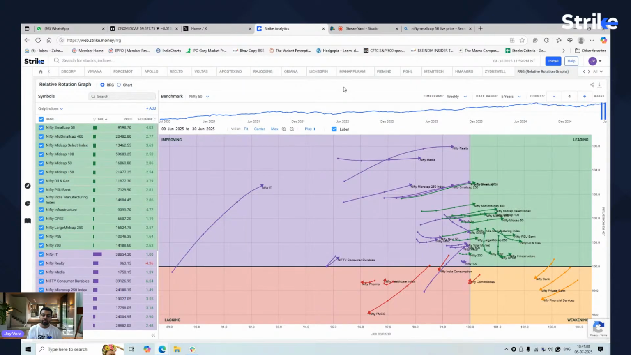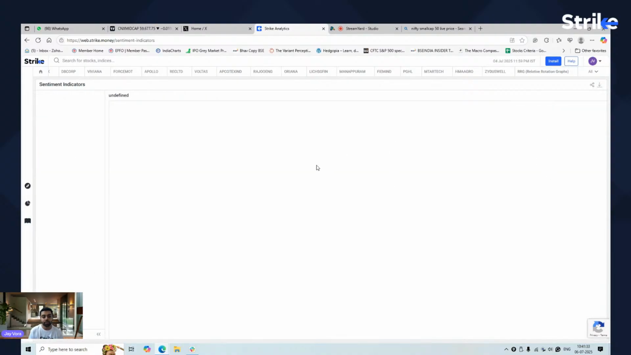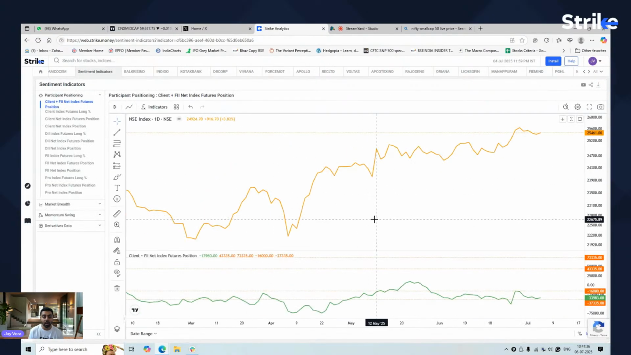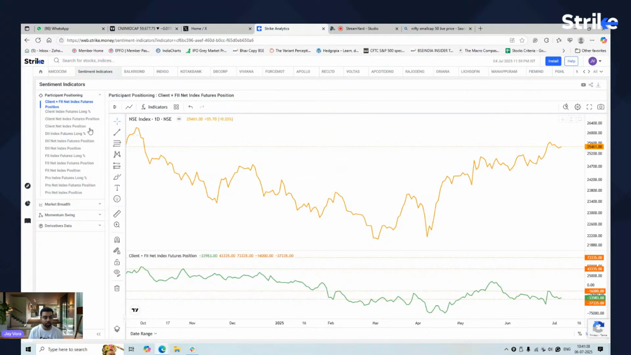RRG becomes extremely helpful when you know that the index is going to turn around and rise higher. For that, you have to have a view on the index, right? And to learn how to form a view on the index, we have made several webinars in the past about the sentiment indicators which we have over here. When you hover over here, there is something called sentiment indicators. Here we have explained how to find the tops and the bottoms in the Nifty index. So we have different types of sentiment indicators over here.